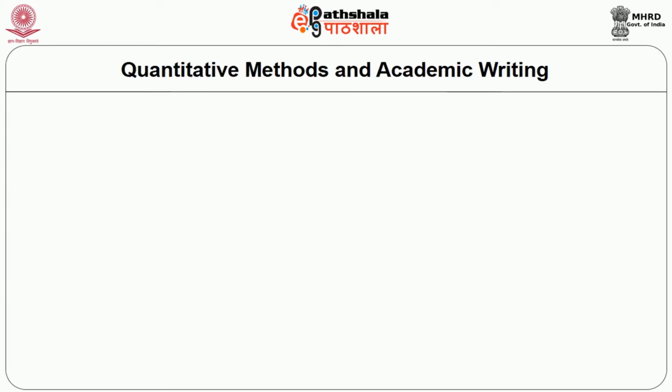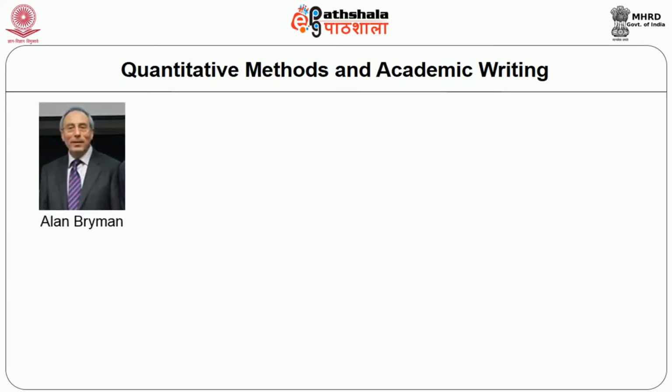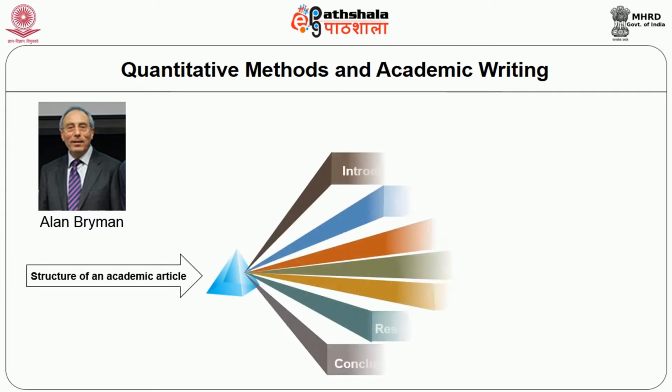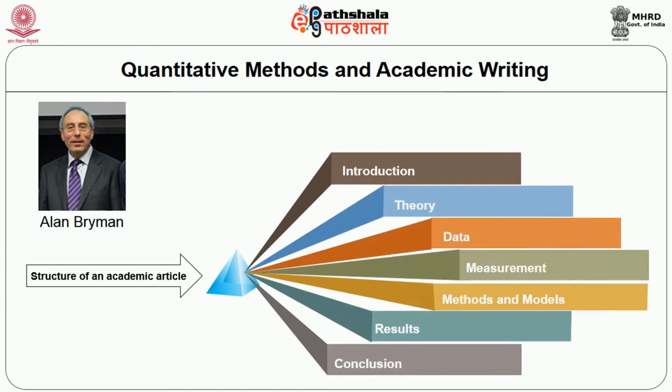Now coming to the quantitative methods in academic writing, according to Professor Alan Bryman, the structure of an academic article using quantitative method findings can be as follows. An introduction, a theory section, details of data, the measurement of data, methods and models, results and conclusion are the sequence of this writing and report.